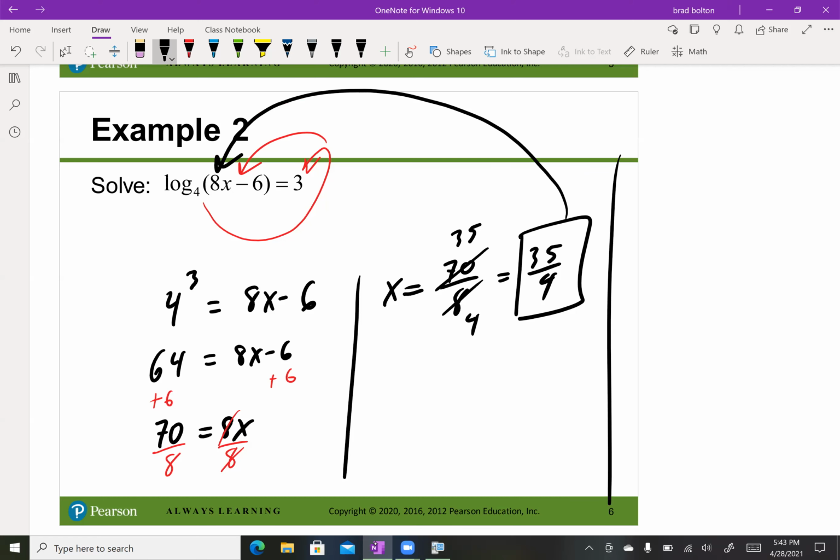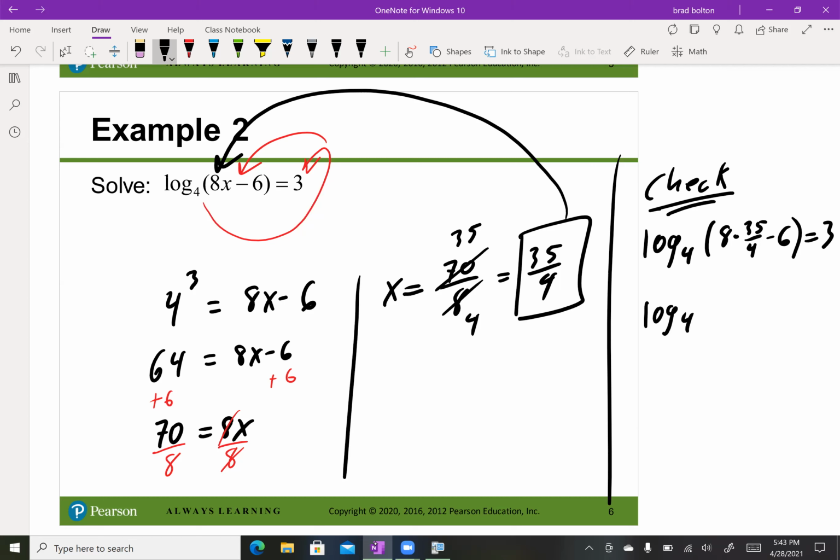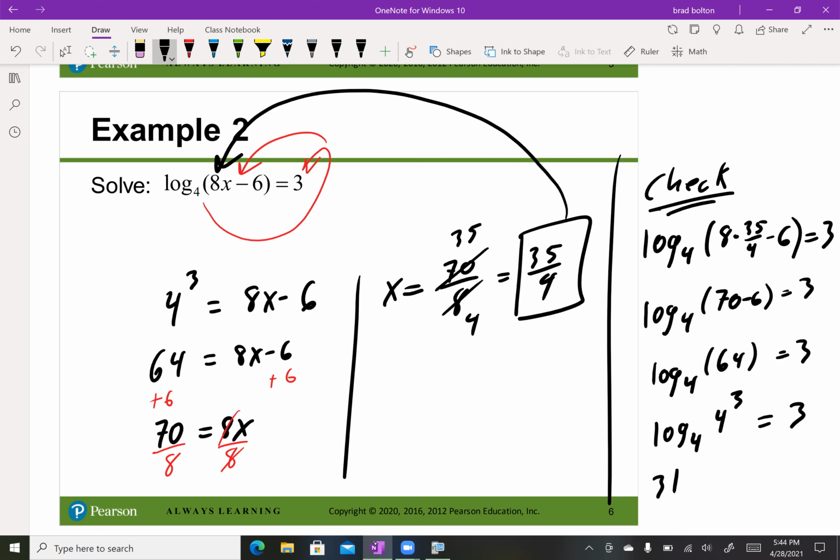So if I wanted to check this, I could just do log base 4 of 8 times 35 over 4 minus 6 better equal 3. Okay, so this will be log base 4, and this would be 70 minus 6 equals 3. So log base 4 of 64. And again, I'm getting fancy, right now I already know this is the correct answer, but I could then say this is log base 4 of 4 cubed equals 3, move the power to the front.